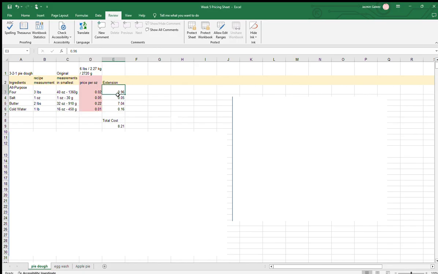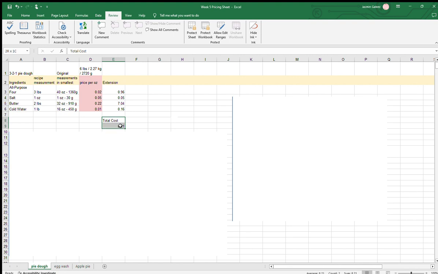So extensions are going to be ounces multiplied by price per ounce. So it would be 40 ounces times 0.02, which is equal to 96 cents. 1 ounce times 5 cents equals 5 cents. And so on and so forth.